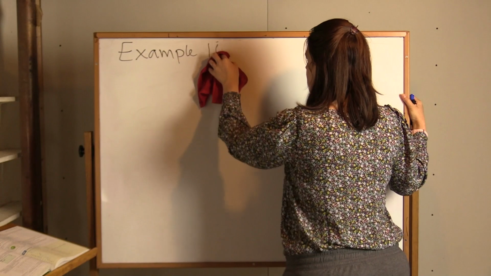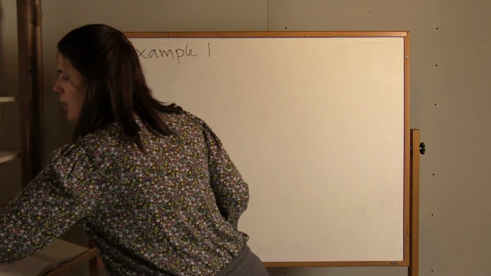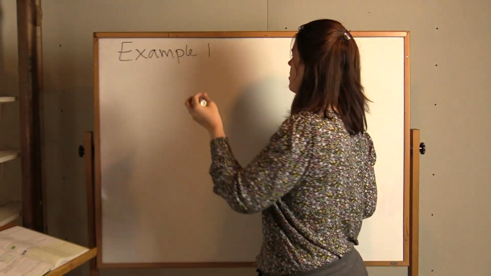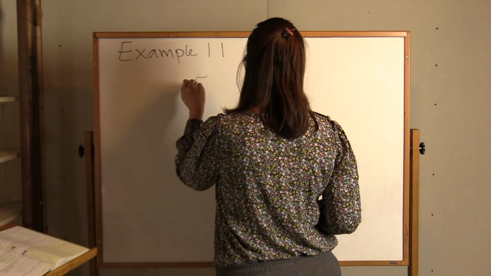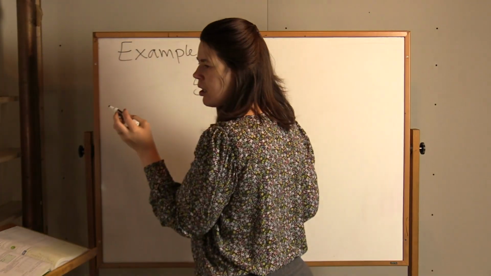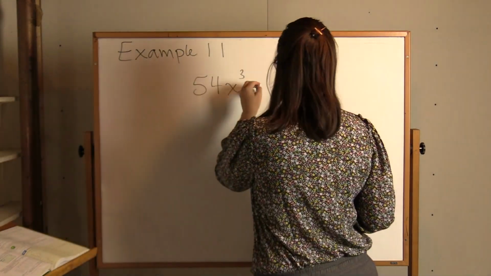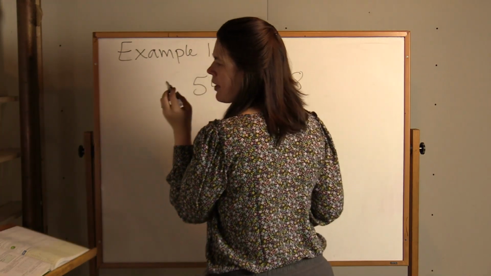All right, so this example is going to be our final one. Let me double check. Yes. This is going to be the final example for section 6.5. We have 54x^3 minus 128y^3.